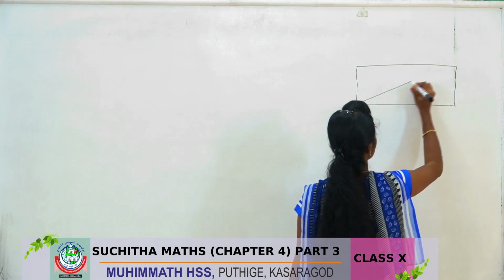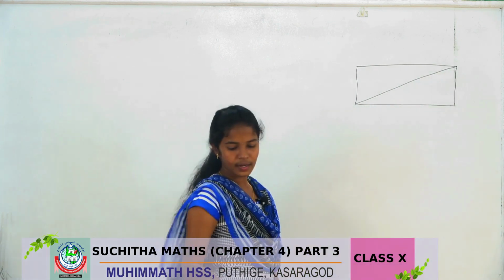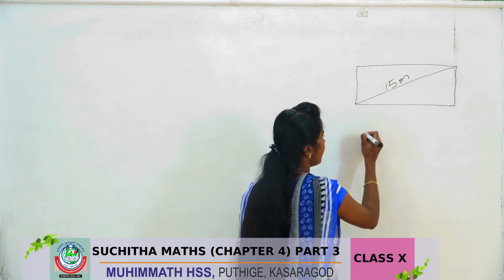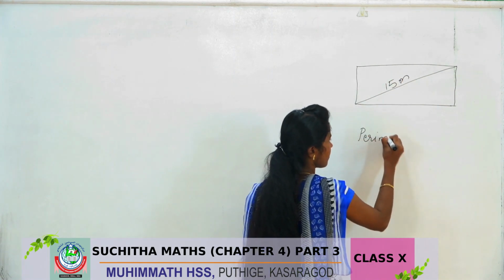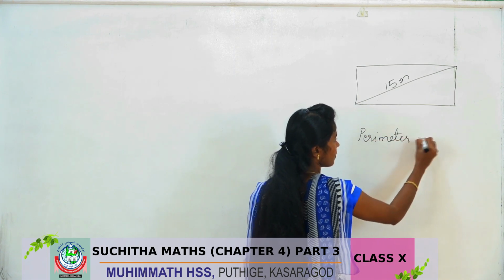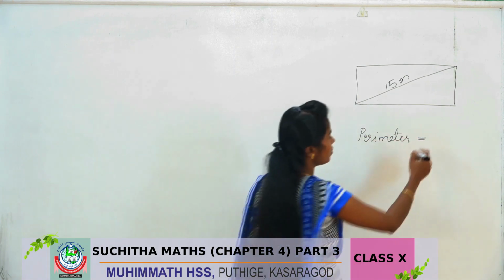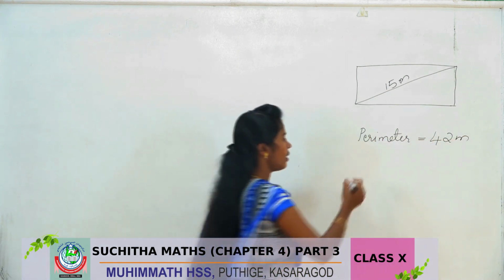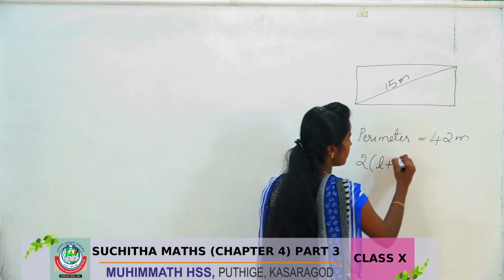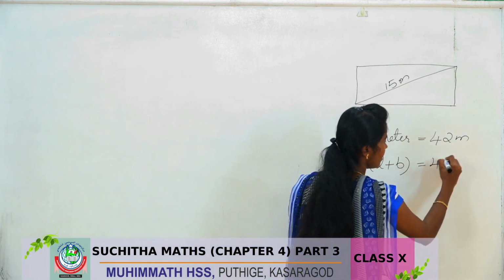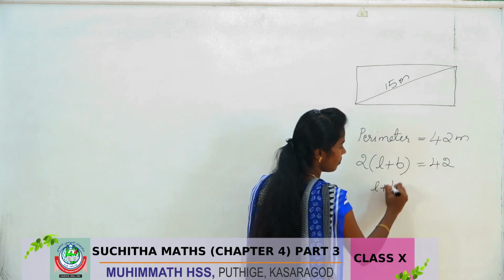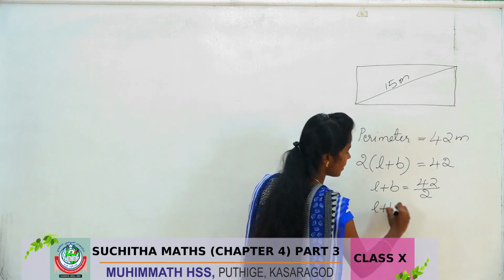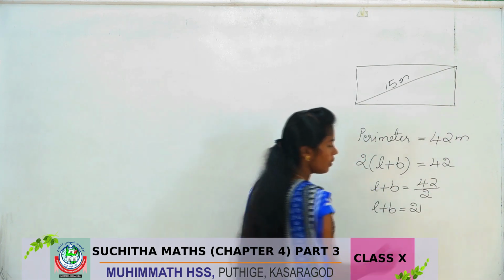Its diagonal, the length of its diagonal, is 15 meter. Given perimeter is 42 meter. What is the equation to find the perimeter of a rectangle? 2 into (length plus breadth). 2 into (length plus breadth) is 42. Therefore, length plus breadth is 42 divided by 2. That is, length plus breadth equal to 21.